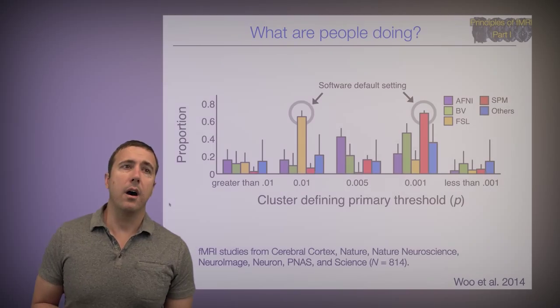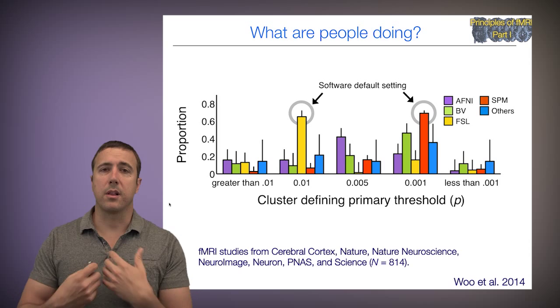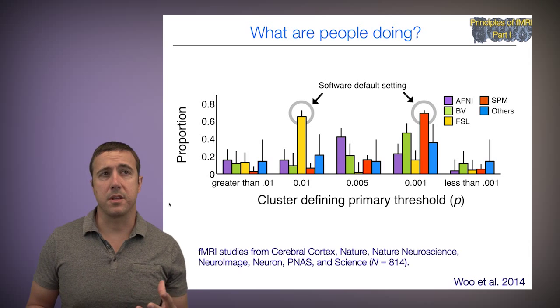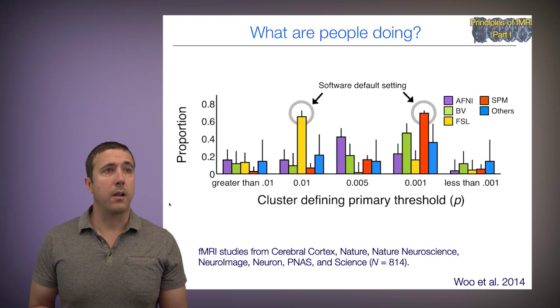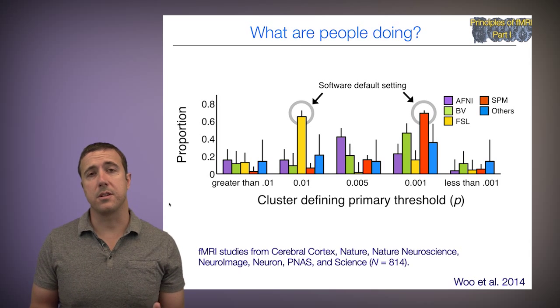Let's talk now about pitfalls of cluster extent-based correction, and this also applies to threshold-free cluster enhancement. So let's look at what people are doing. Of the people who are doing cluster extent-based thresholding, that's 75% of the studies, let's look at which cluster defining thresholds that people are using. Remember, this is an arbitrary choice.